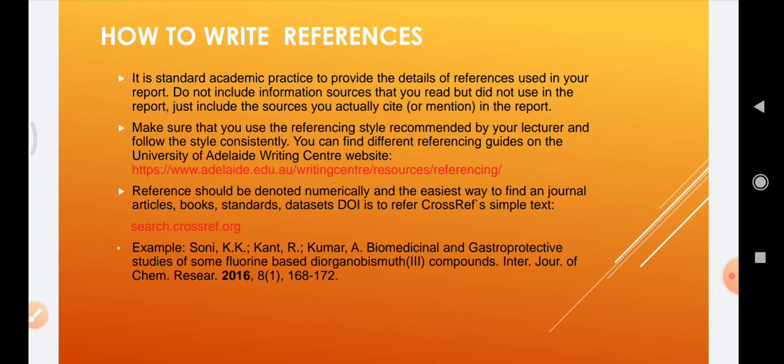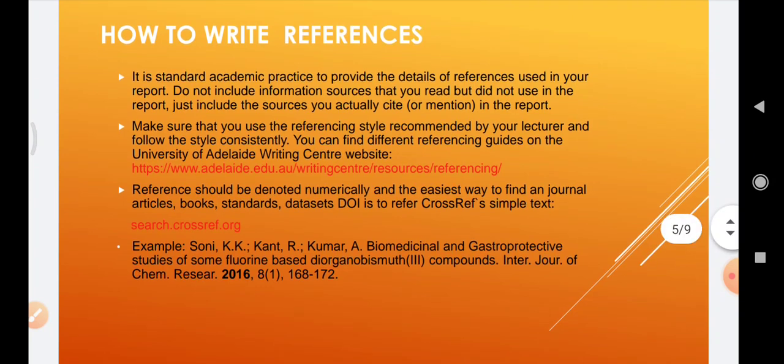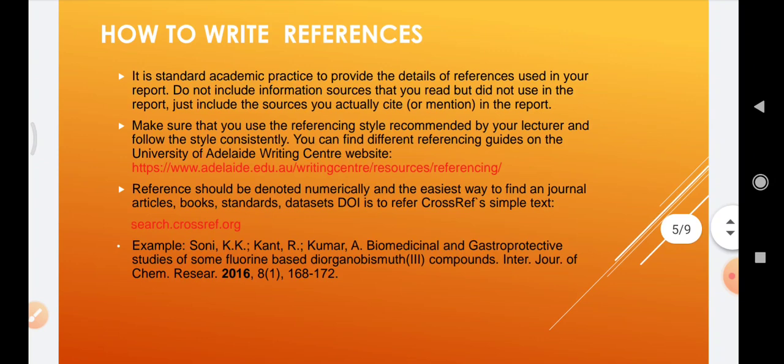There are different referencing styles like Harvard referencing style or APA referencing style, etc., which you can find at this website. References should be denoted numerically, and the easiest way to find a DOI for a general article, book, standard, or dataset is to use a cross-reference simple text search. This is the website, search.crossref.org, on which you can get different DOIs for general articles, books, standards, datasets, etc.